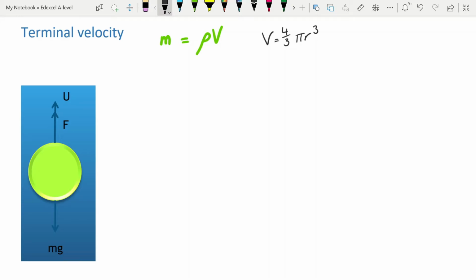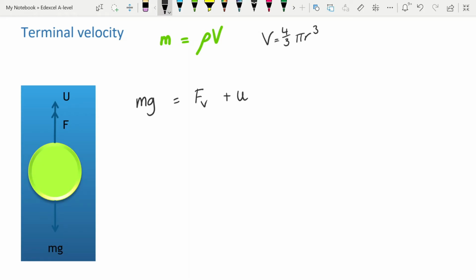So in this situation, this object is falling through this liquid, and it is falling at terminal velocity. And we can see the forces labeled on this diagram here. So we can say, if it's going at terminal velocity, it's not accelerating, and therefore all the force downwards is balanced by the force upwards. And we can say mg is equal to our Fv, that's our viscous drag, plus our upthrust.